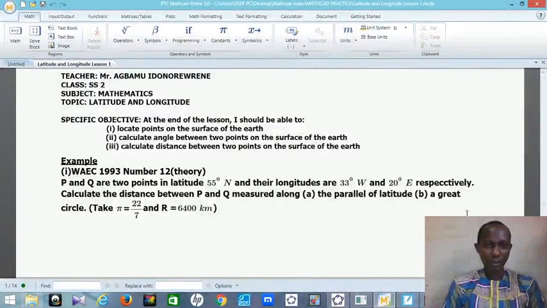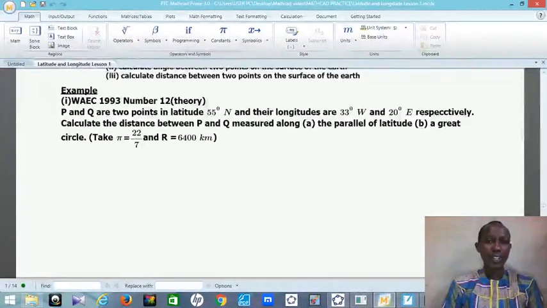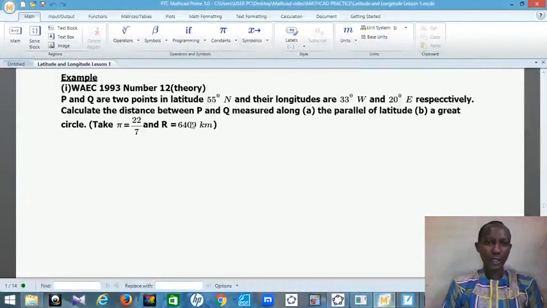The question says two points P and Q in latitude 55° north. So you know what this means now. These two points P and Q are standing on this latitude 55° north, and their longitudes are: the first point P, the longitude is 33 degrees to the west. The second point Q, the longitude is 20 degrees to the east, respectively. Okay, let's see what they want us to do now.